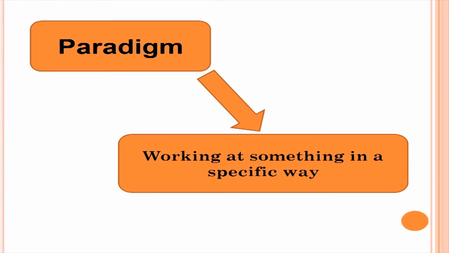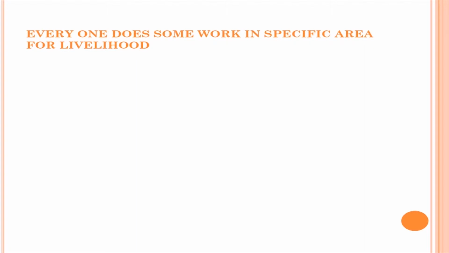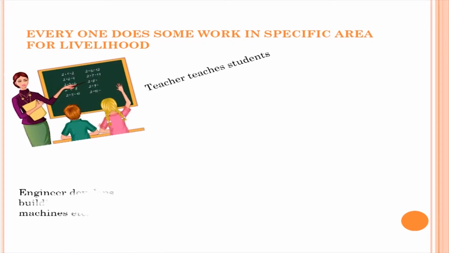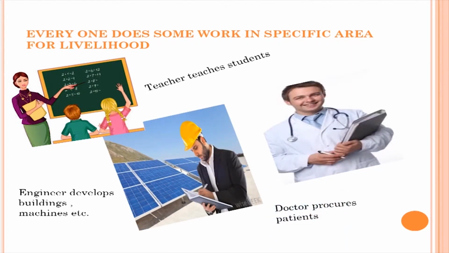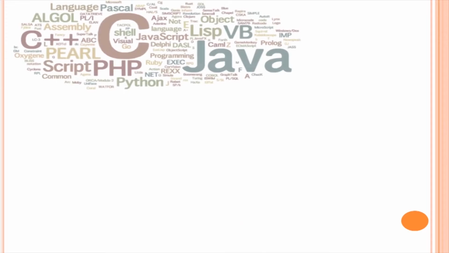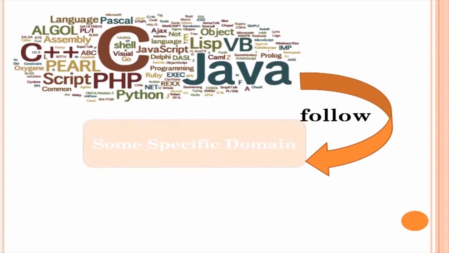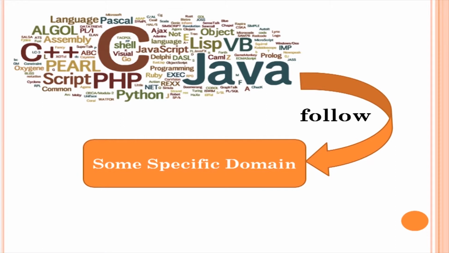Basically, paradigm means working at something in a specific way, that is, its pattern. To understand this, let's take an example. Everyone has to do some sort of work in specific areas to fulfill basic needs. Like, a teacher teaches the students, an engineer develops buildings, and a doctor treats the patients. So everyone is working with a different paradigm, but the purpose is to earn. Similarly, programming languages follow some specific domain, or we can say different programming languages have a different way of programming.